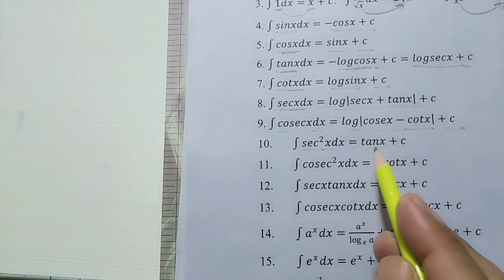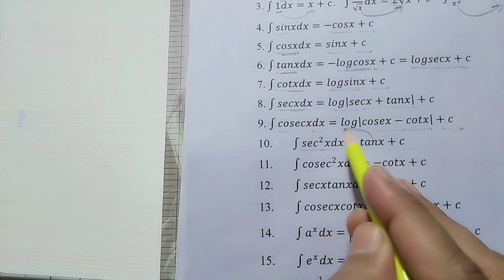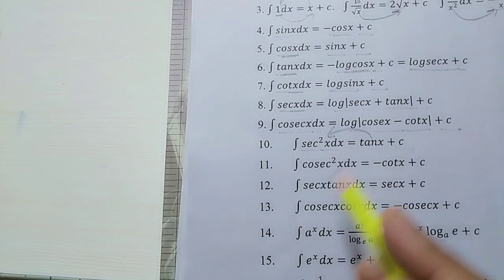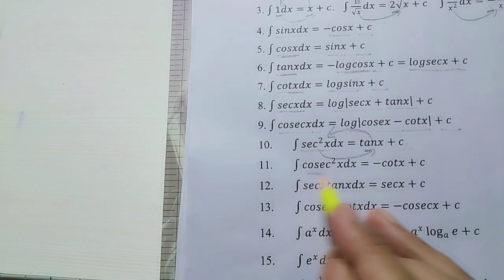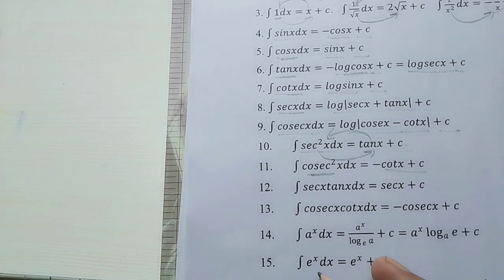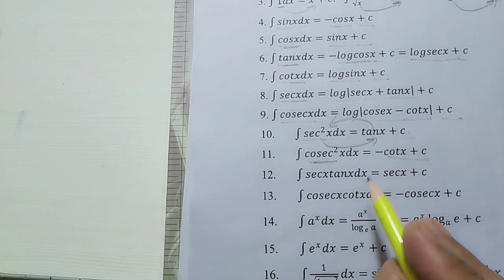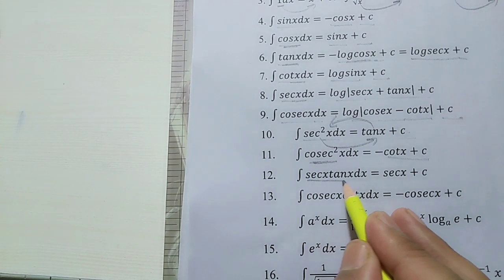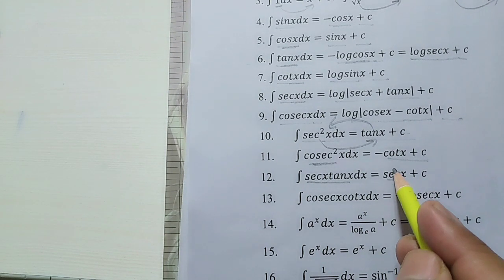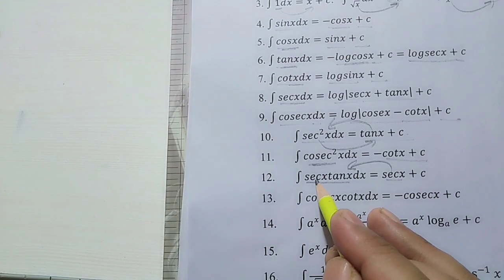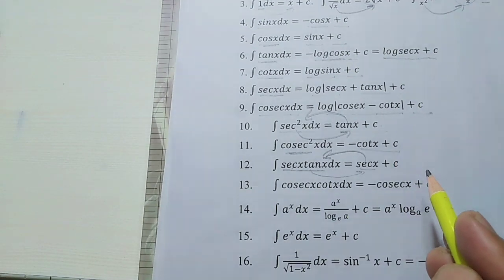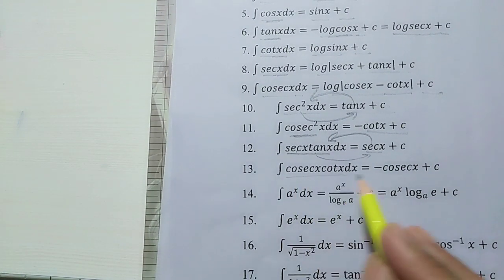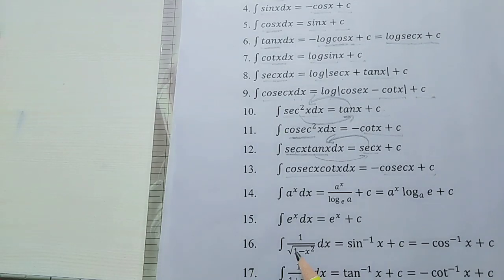Integration of sec square x. Remember, differentiation of tan x is sec square x, so integration of sec square x will be tan x plus c. Similarly, integration of cosec square x is minus cot x plus c. Similarly, integration of sec x tan x is sec x, because the differentiation of sec x is sec x tan x, so integration of sec x tan x will be sec x plus c. Similarly, integration of cosec x cot x is minus cosec x plus c.